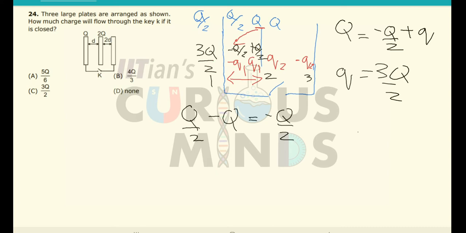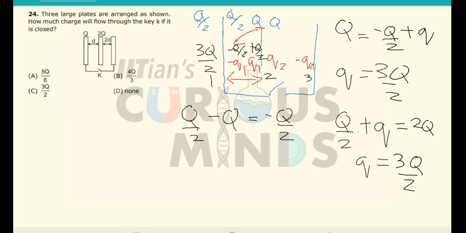For the second plate also, if I apply the law of conservation of charges, it will be Q by 2, that is positive, plus on the right hand side let the charge be Q. The total charge is 2Q, so Q here will be 3Q divided by 2. So there is 3Q divided by 2 charge developed on the right hand side of the second plate. On the left hand side of the third plate there will be a charge of negative 3Q divided by 2, and on the right hand side, because the total charge is 0, it will be positive 3Q divided by 2. These are the total charges developed on each plate even before I connect the switch.